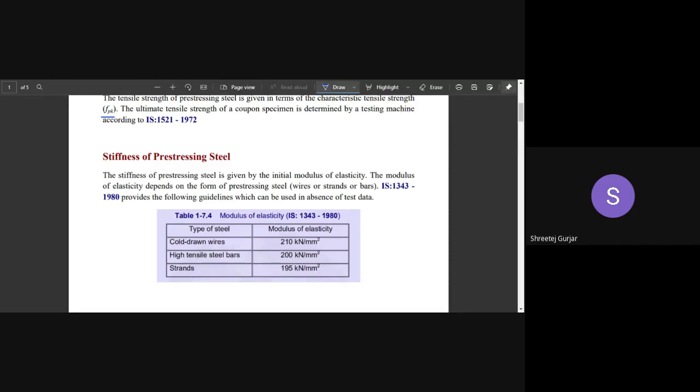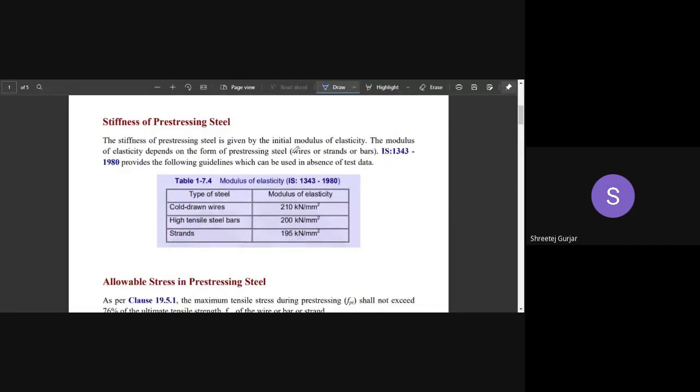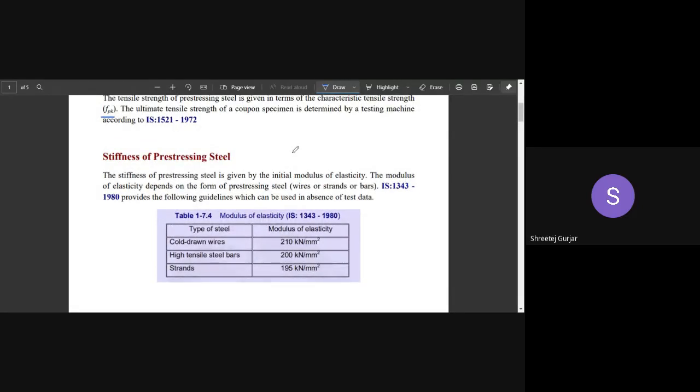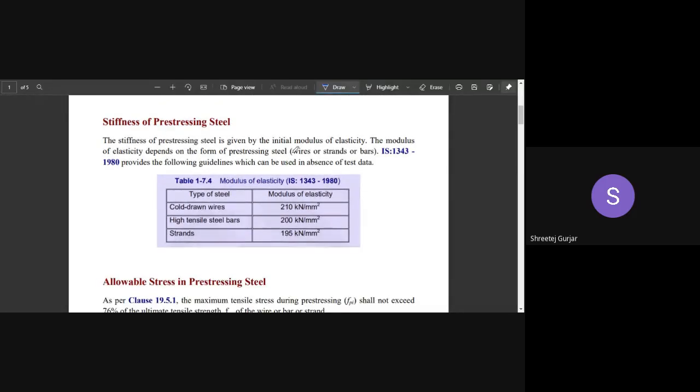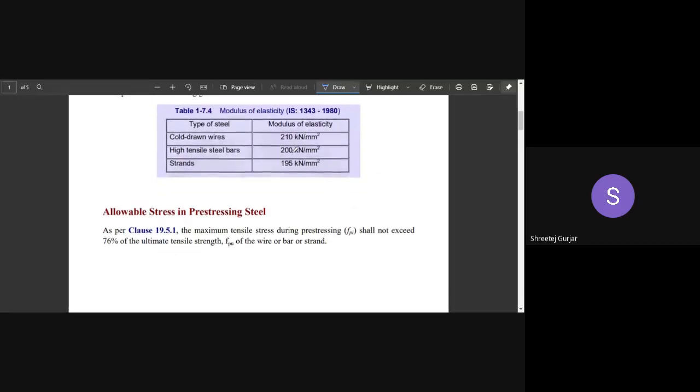So this is regarding the stiffness of our pre-stressing steel, which is the second property which we have studied. Coming to the next topic, that is allowable stress in pre-stressing steel.